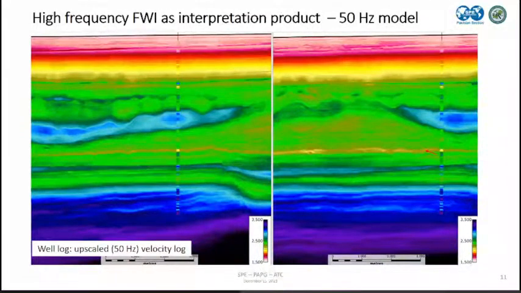Again, what we are seeing here is a 50 hertz full waveform inversion, and that went into inversion. You can see that you don't have to upscale your velocity model to the well. You don't have to use geostatistical tools. You don't have to create the well information for what happens away from the well. You get a very high detail, high resolution, high fidelity velocity model, and that is showing you a fantastic match to the well and a lot of information.